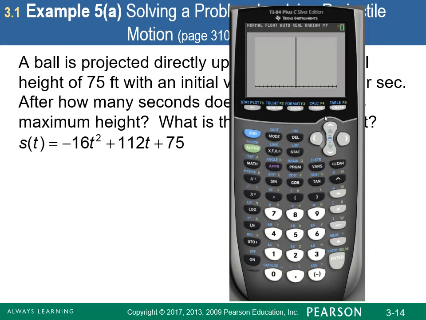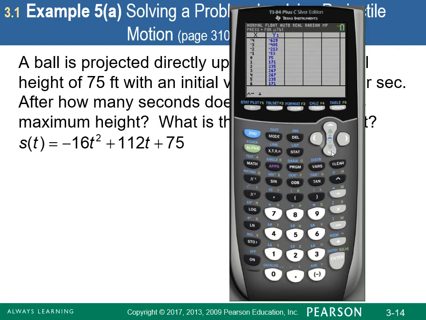Hopefully we will see a nice parabola. And sure enough, there appears to be a vertex right in there. So we're going to have a look at the table. That's helped us out so far. And what are we looking for in the table? We're looking for a point where the numbers above and below are identical.